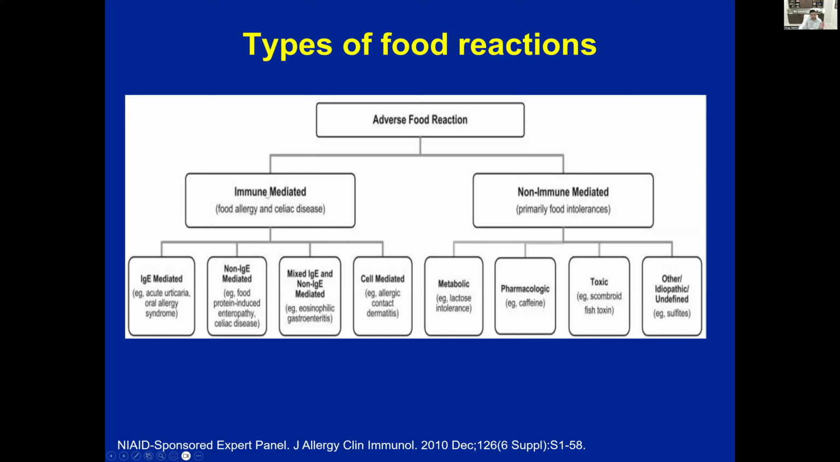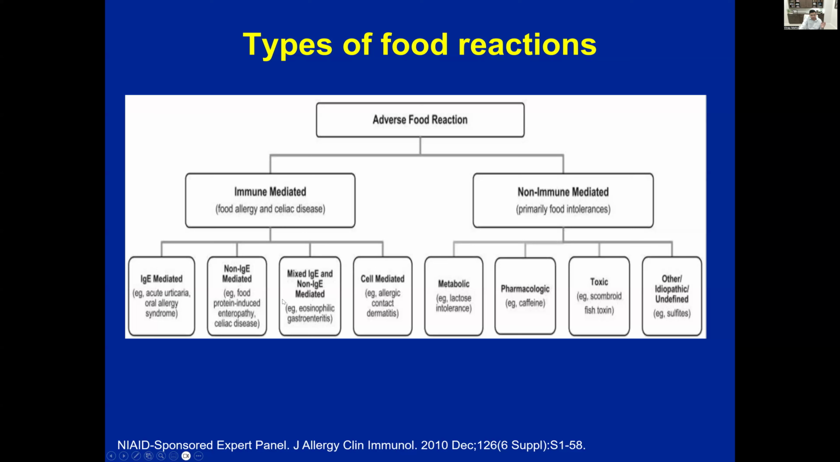Now on the immune side, when the immune system is involved, you can have Ig mediated. These are immediate reactions. This involves mast cell degranulation. This will cause hives, urticaria. It can cause oral allergy syndrome. It can cause anaphylaxis.